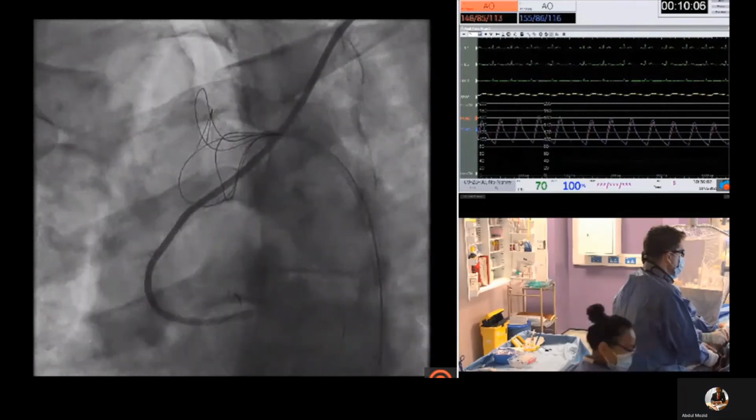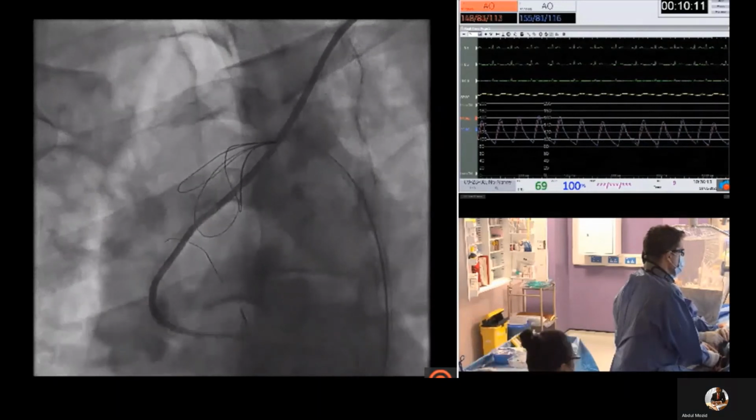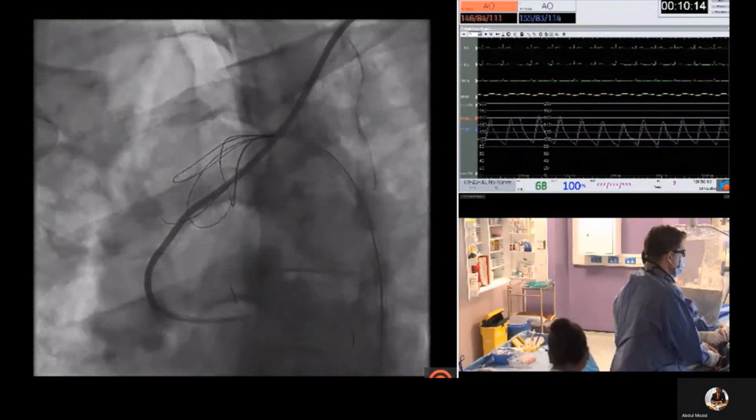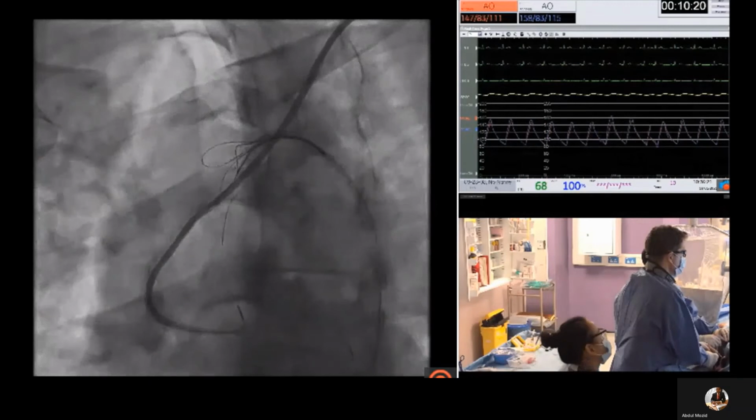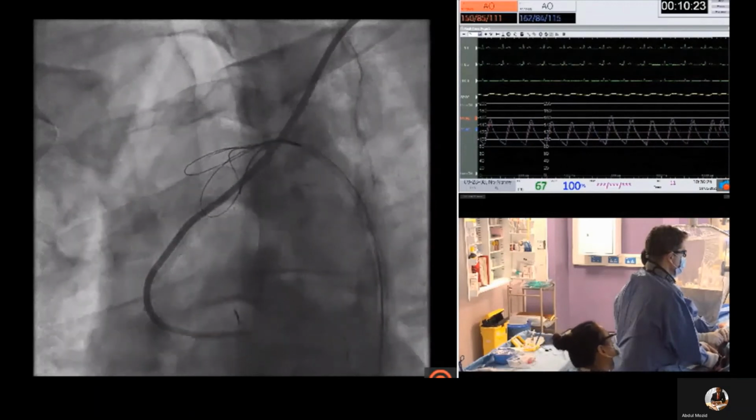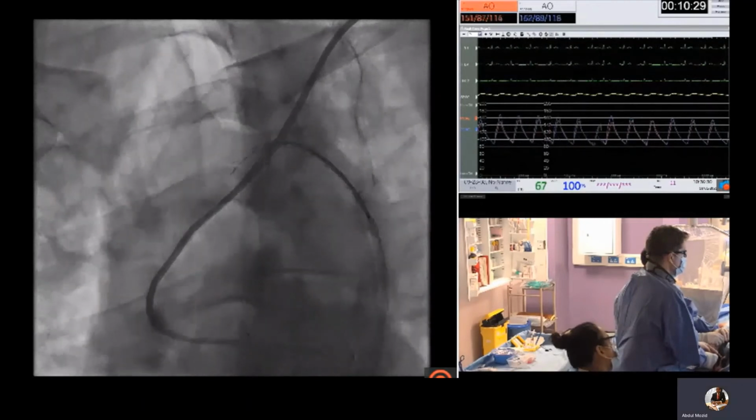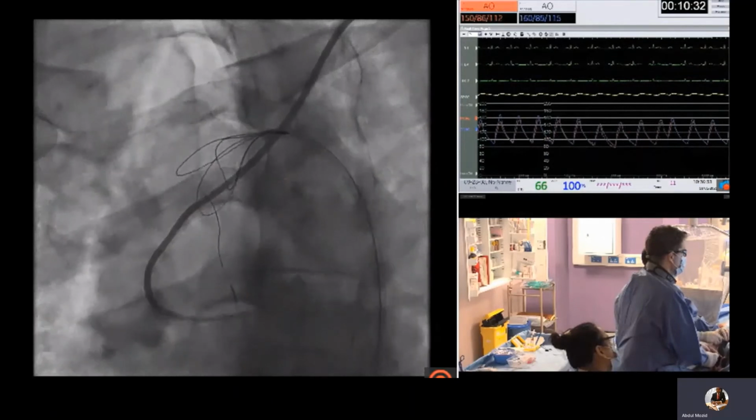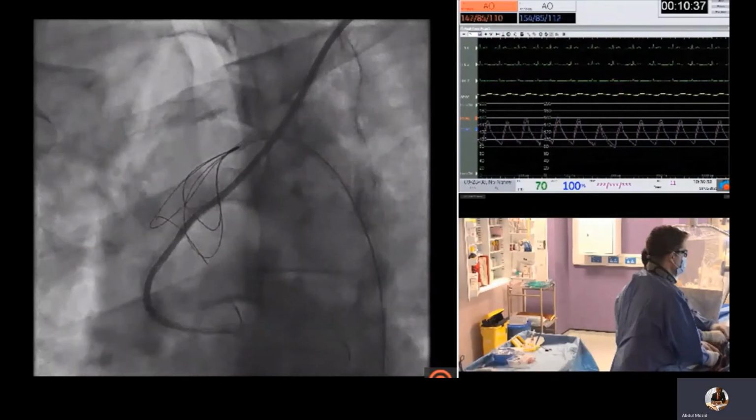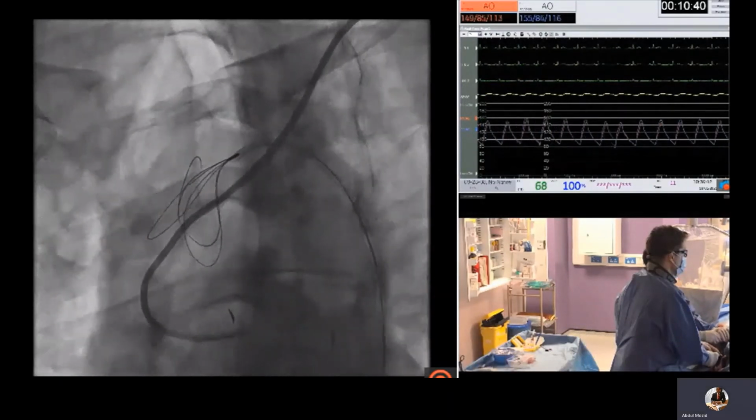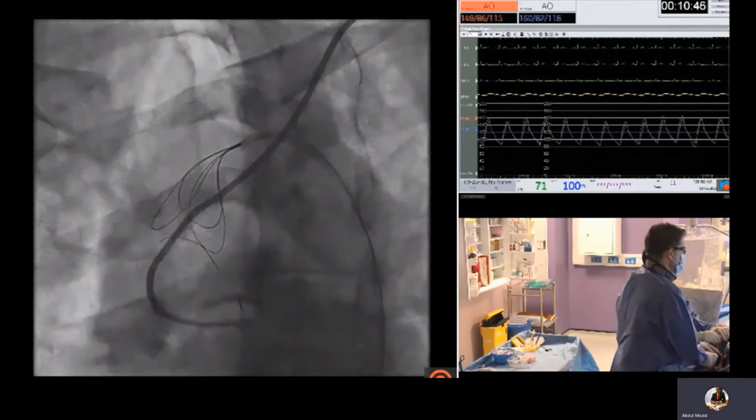So here we are. Unsuccessful the first few times. So it's just a case of then changing the position of the snare, advancing it either more towards the proximal aorta or withdrawing it to the arch. So it's a case of just changing positions.